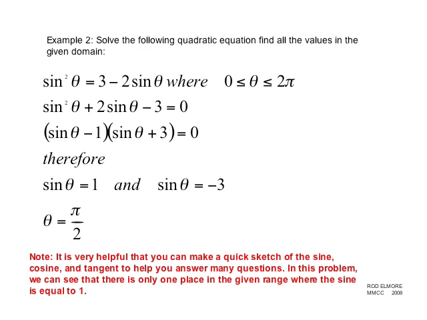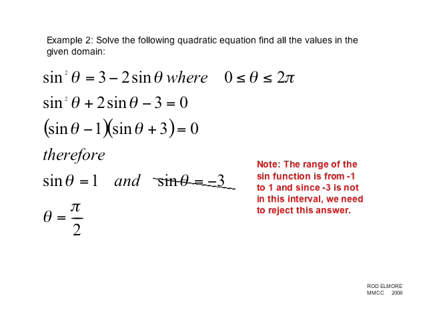So there's only one solution for that part of it. Now if you look at the other part, sine theta equals negative 3, what do you think about that? That's right, we have to reject it. The range of the sine function is from negative 1 to 1. And since negative 3 is not in this interval, we need to reject this answer. So we only have one answer, theta equals pi over 2.